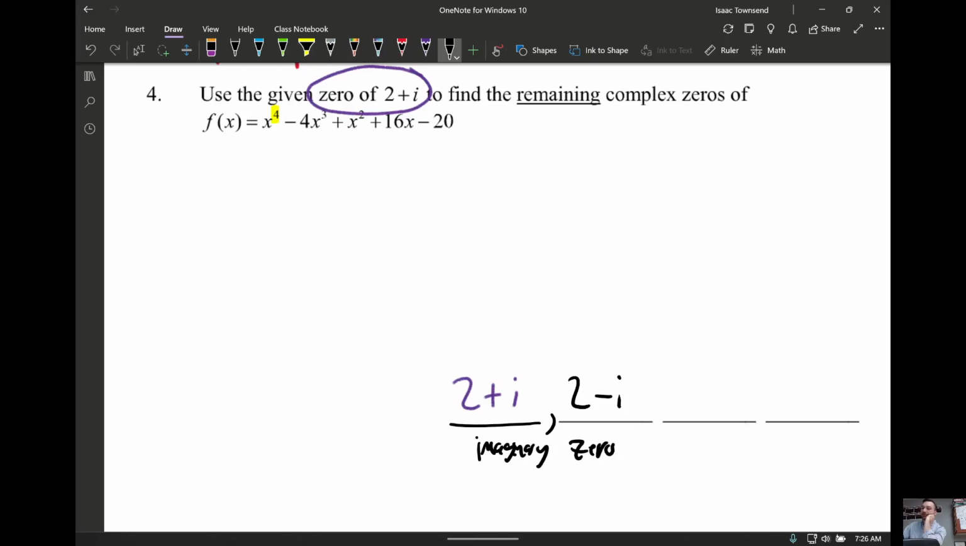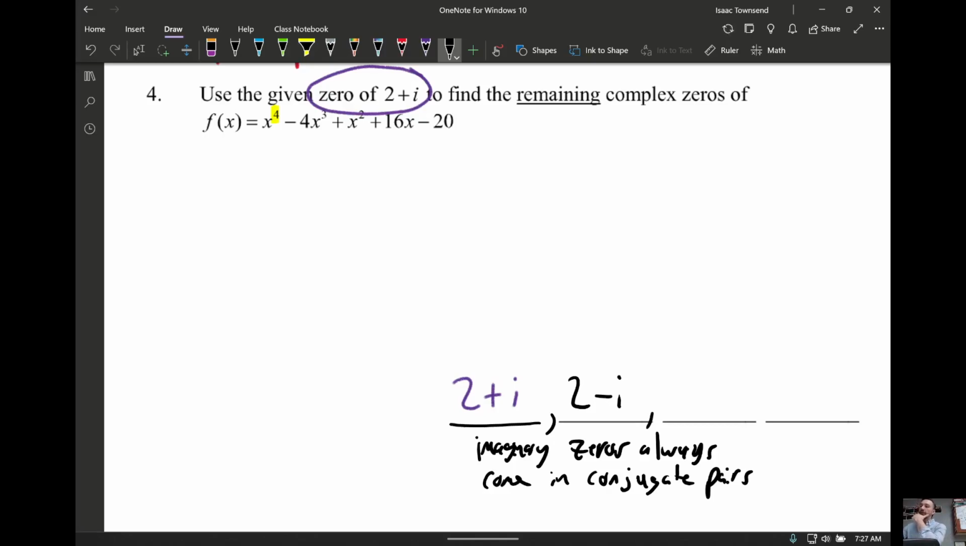Imaginary zeros always come in conjugate pairs. So telling you 2 plus i is 1 is really indirectly telling you 2 minus i is 1 as well. We will for sure test you on that.